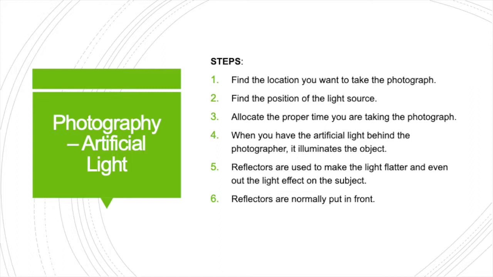For artificial light photography, the first thing is find the location you want to take the photograph. Then find the position of the light source. Third, allocate the proper time you are taking the photograph. The fourth thing is when you have the artificial light behind the photographer, it illuminates the object. Consider the reflectors as they are used to make the light flatter and even out the light effect on the subject. Lastly, reflectors are normally put in front.